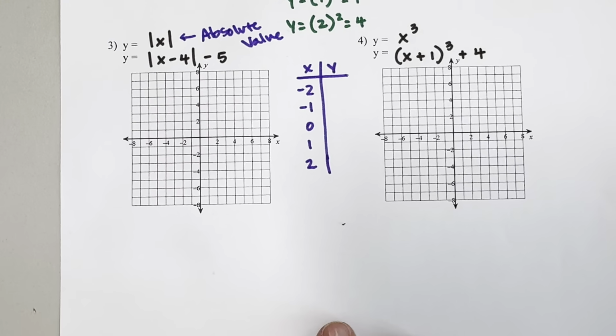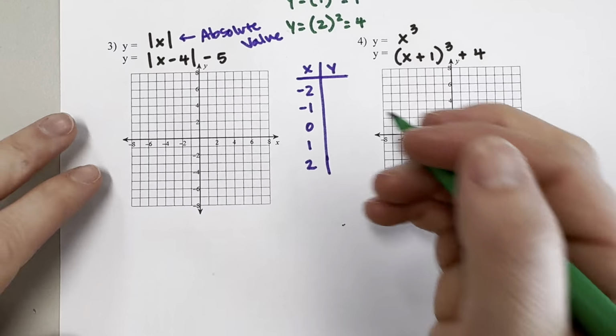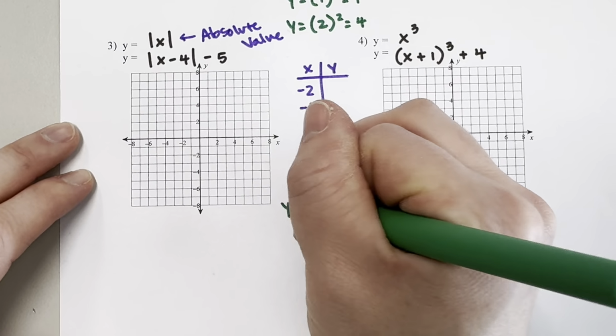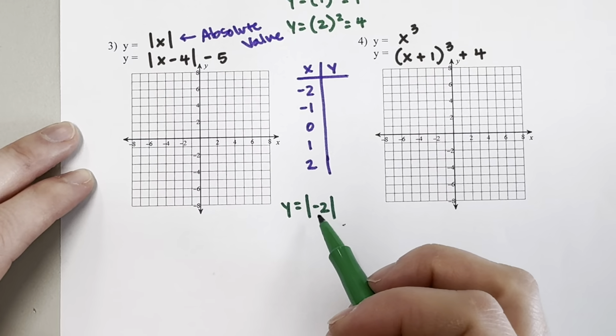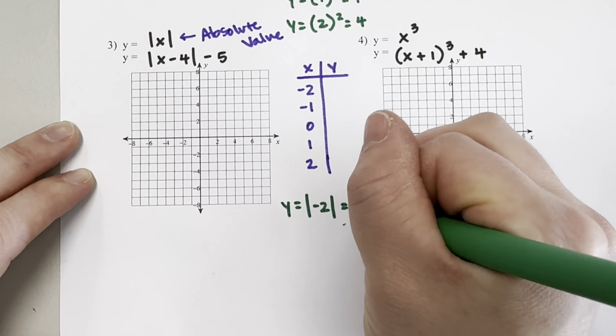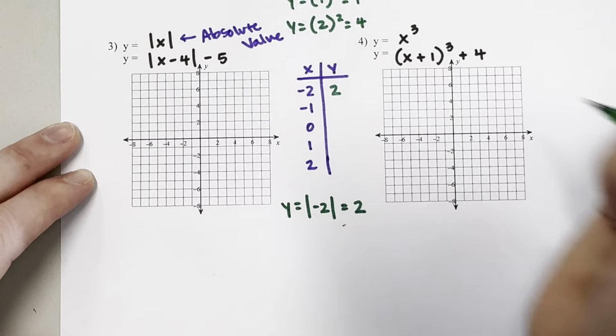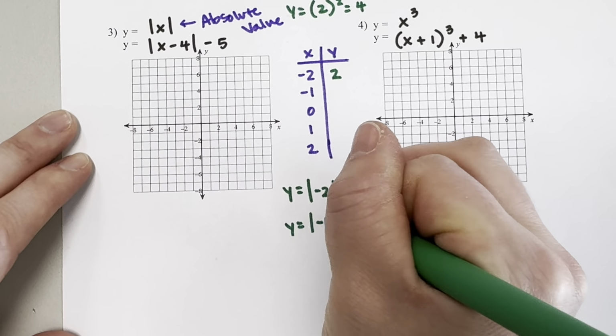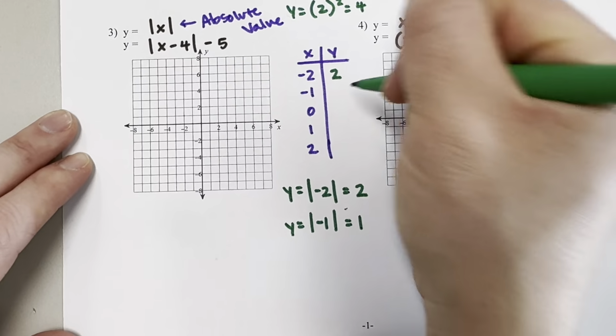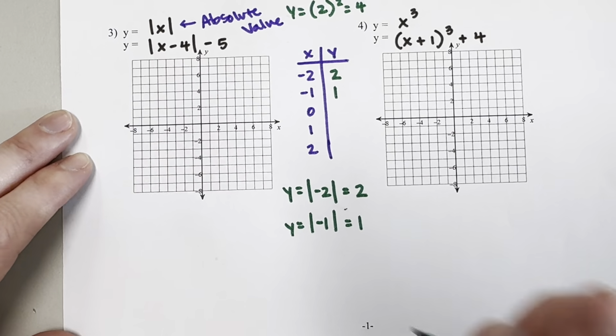Okay, we'll plug them in and see what we get here. Remember, the absolute value means the distance from 0. So if I plug in -2 for x, how far is -2 from 0? Well, that's 2 spaces, so I get out a positive 2. Same thing for negative 1. How far is negative 1 from 0? That's 1 space, so positive 1.